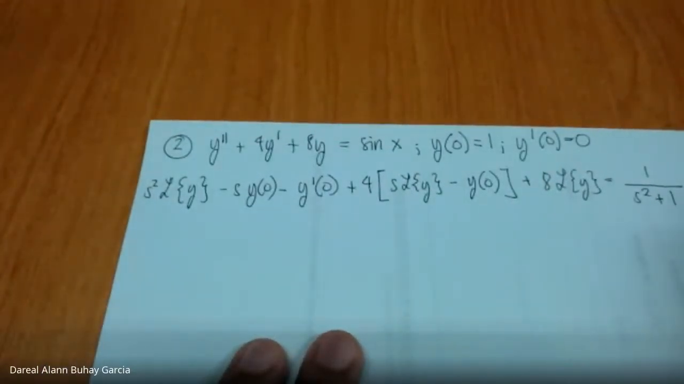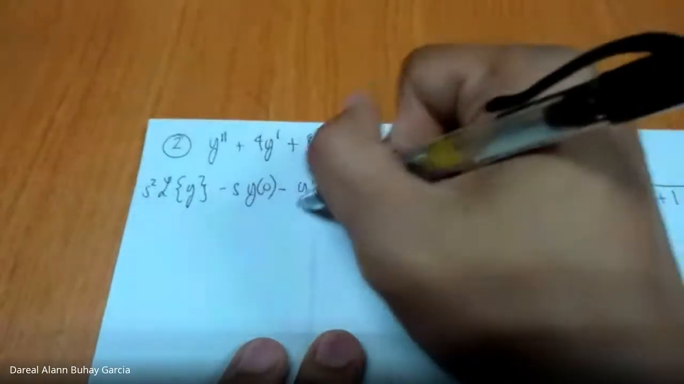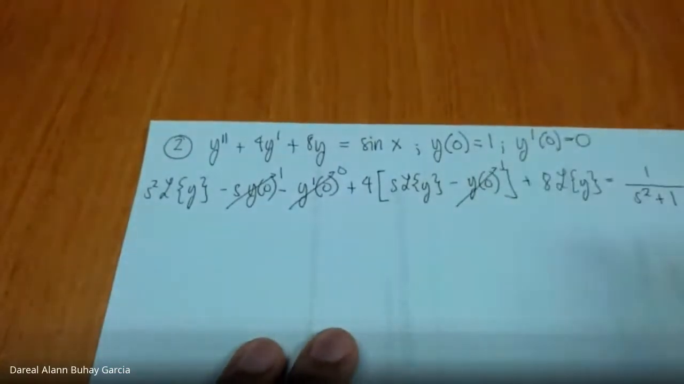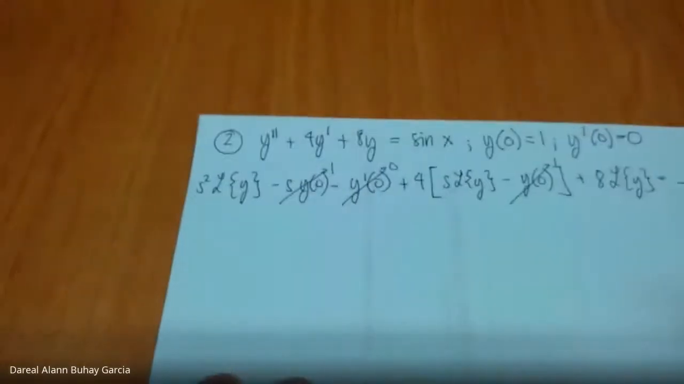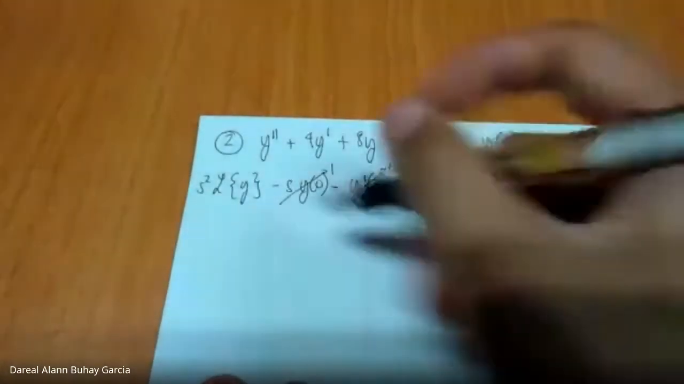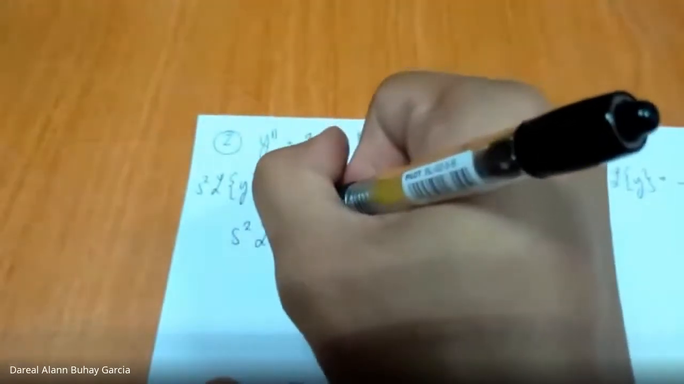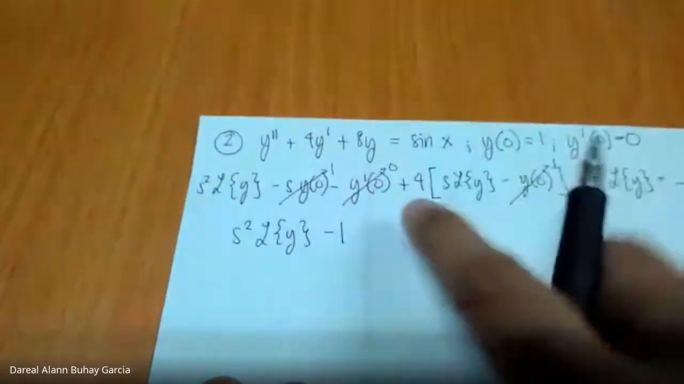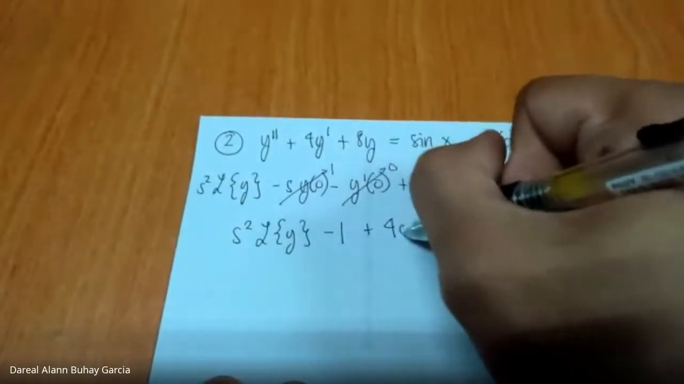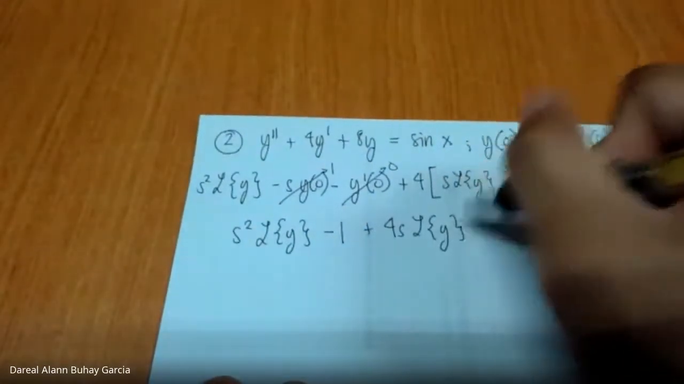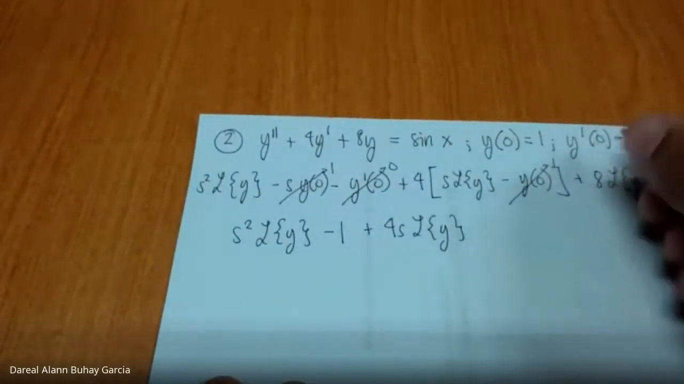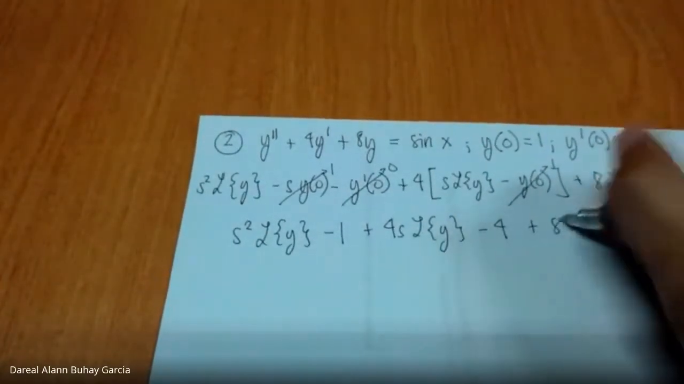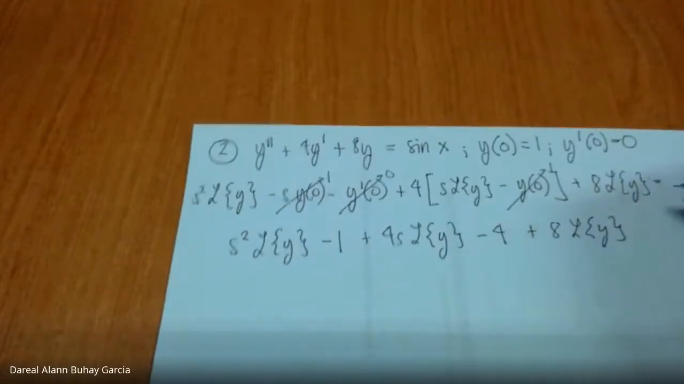Apply initial value conditions. We have s squared Laplace of y minus s times 1 minus 0, plus 4s Laplace of y minus 4 times 1, plus 8 Laplace of y.